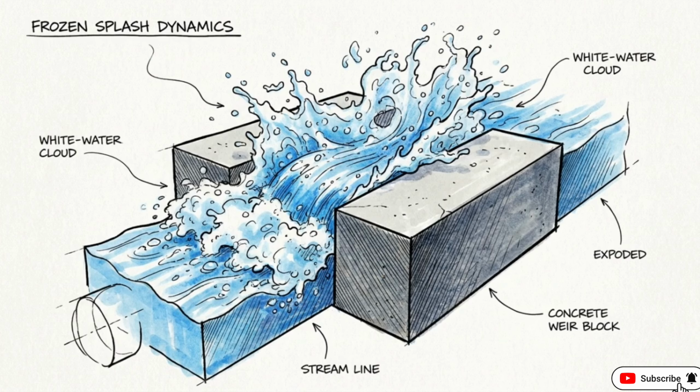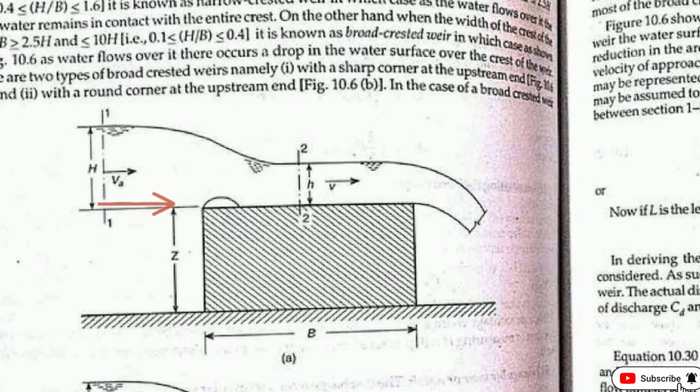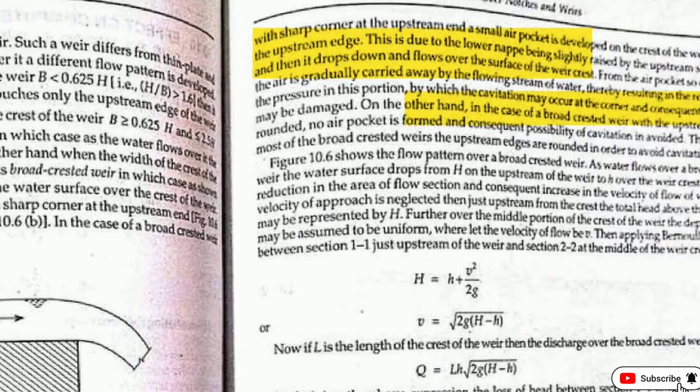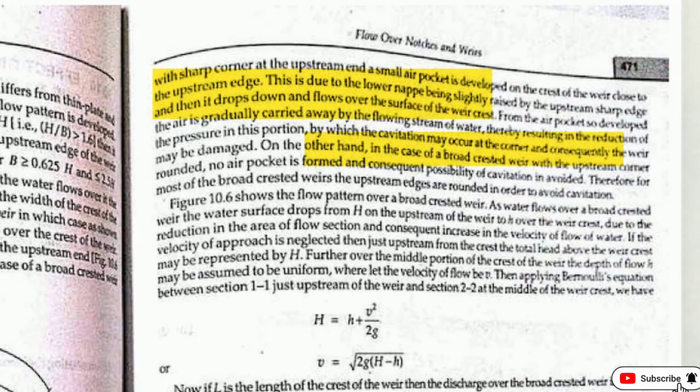Early engineers tried to control high-velocity flow using simple concrete blocks called weirs, but the water quickly exposed a fatal vulnerability. This diagram shows a standard broad-crested weir. Notice the sharp 90-degree upstream edge. As the text shows, high-speed water overshoots that corner, separating from the concrete to create a dangerous air pocket. This allows cavitation to begin eroding the weir.